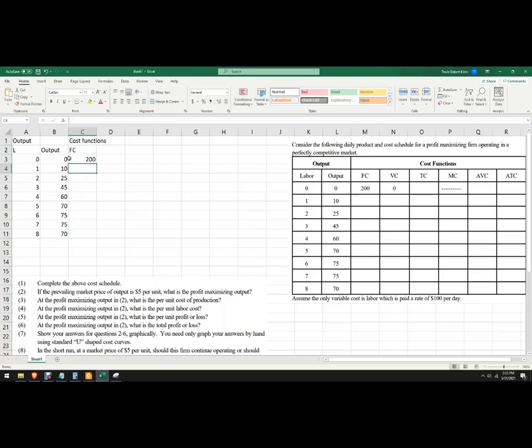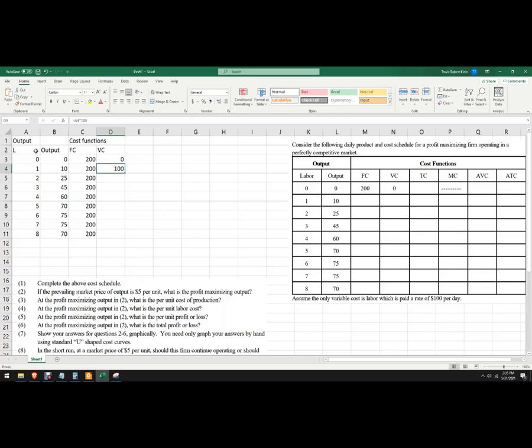So what we know about fixed costs is that in the short run, they do not change. So actually, I can just copy 200 all the way down. They're not going to change based on production. Variable cost is going to change. So when I don't produce anything, this is being shut down. But then the variable cost, the only variable cost, is labor, which is $100. So I'm going to write a function here: hit equals on your keyboard, the labor units or workers times 100, because that's the wage.